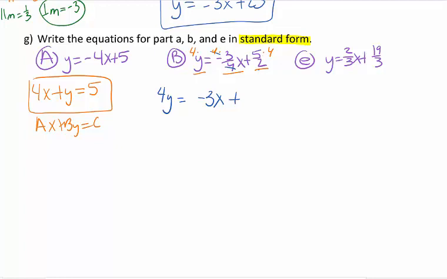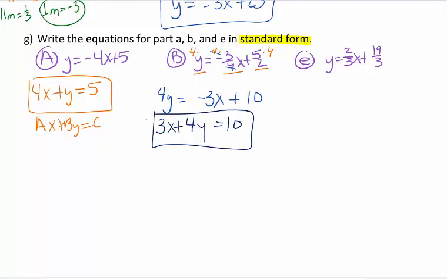Here I get 20 divided by 2, which is the same thing as 10. So on this one I got a negative 12 divided by 4, which gave me negative 3x. Here I got 20 divided by 2, which gave me the 10. So I've now cleared my fractions. I now need to add 3x to both sides to move it so that it's an ax plus by equals c. Standard form.